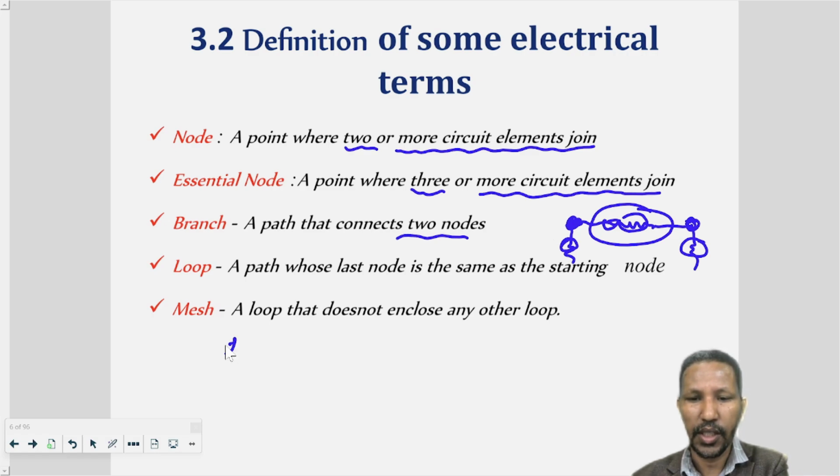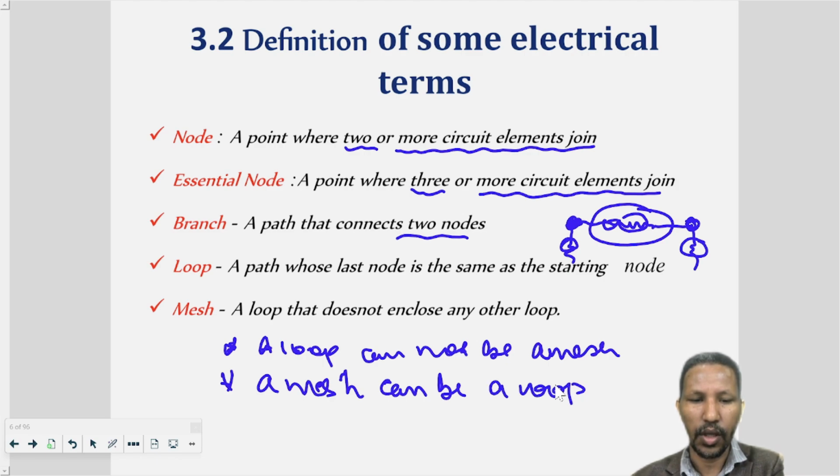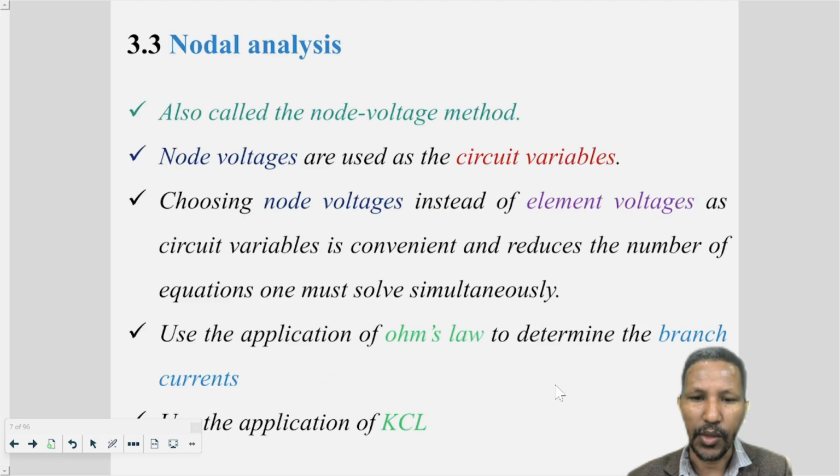To mean that a loop cannot be a mesh. That means we need to consider here a loop cannot be a mesh, but the reverse is true. That means a mesh can be a loop. Okay, so a mesh is a loop, but a loop is not necessarily a mesh.